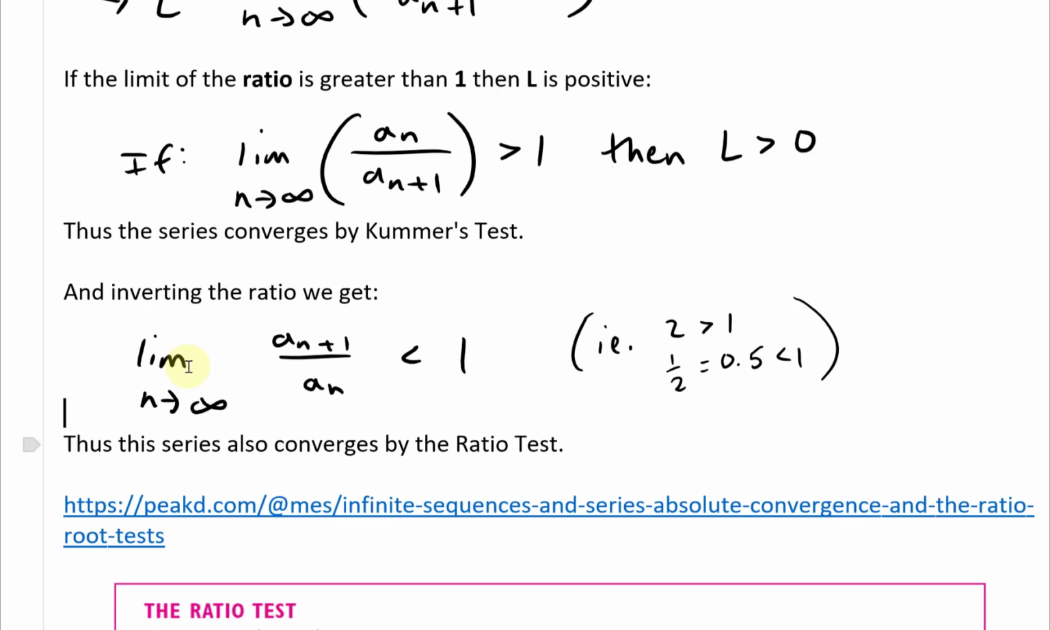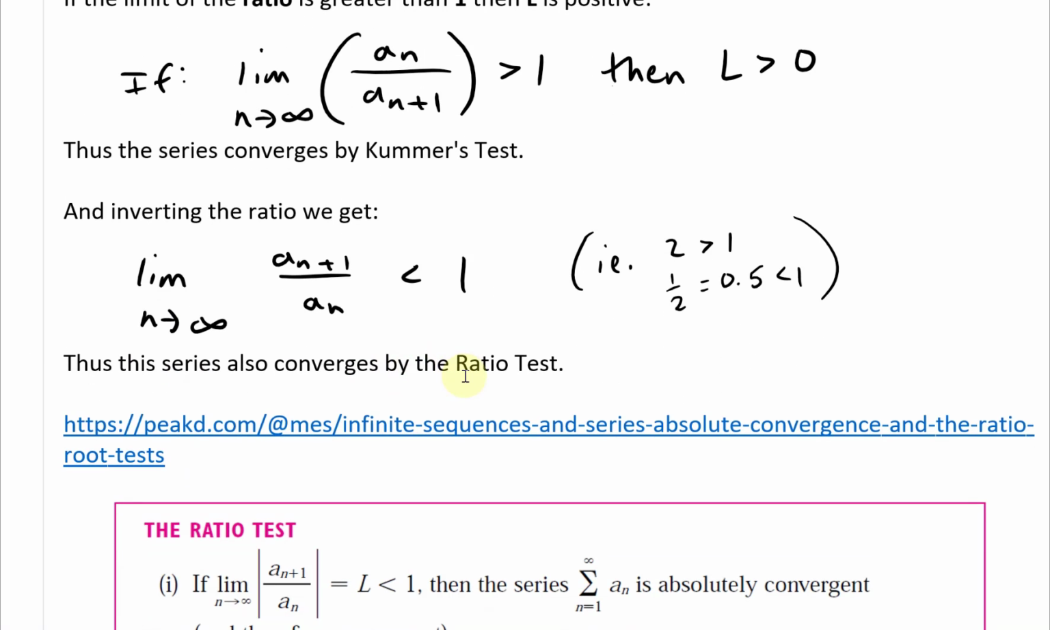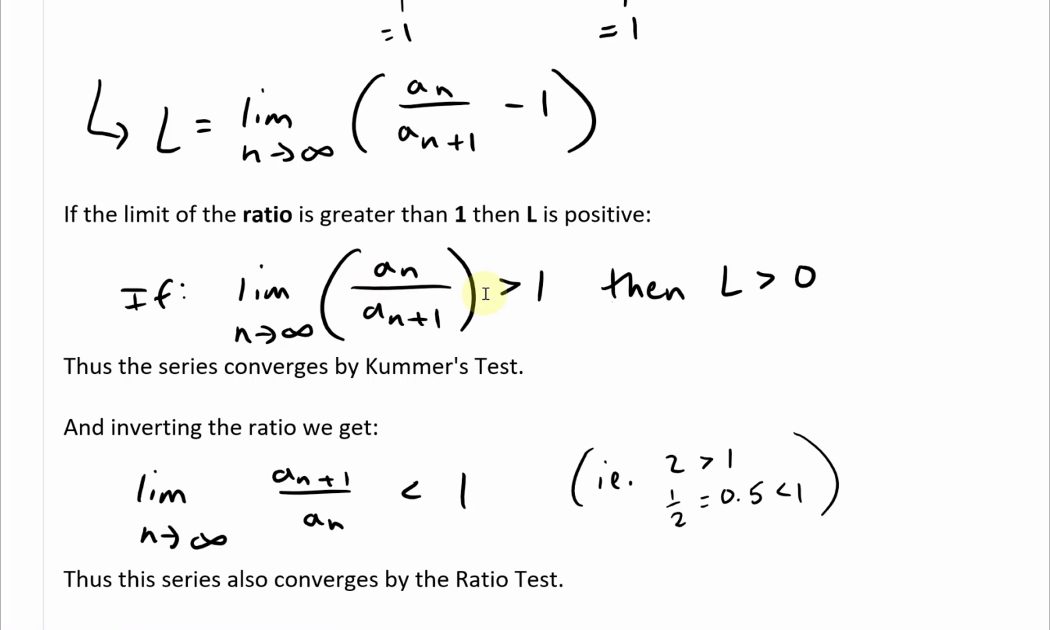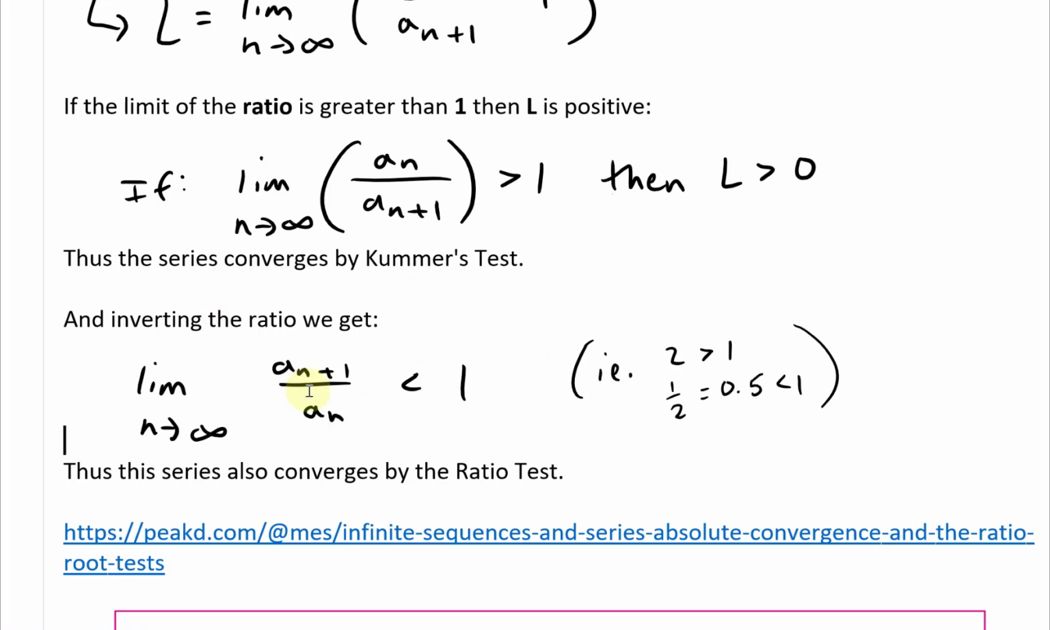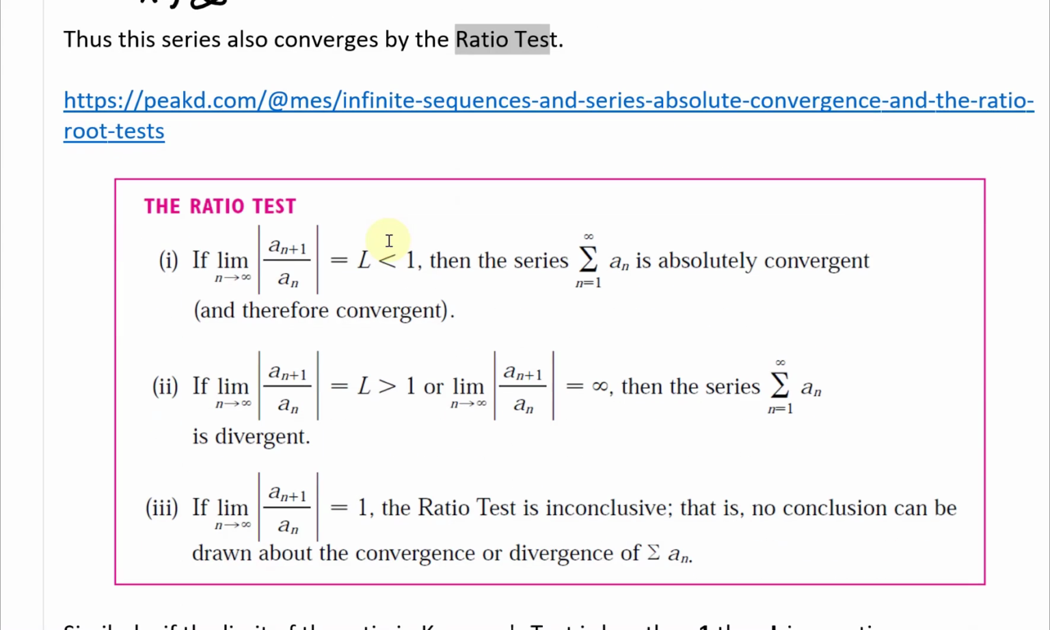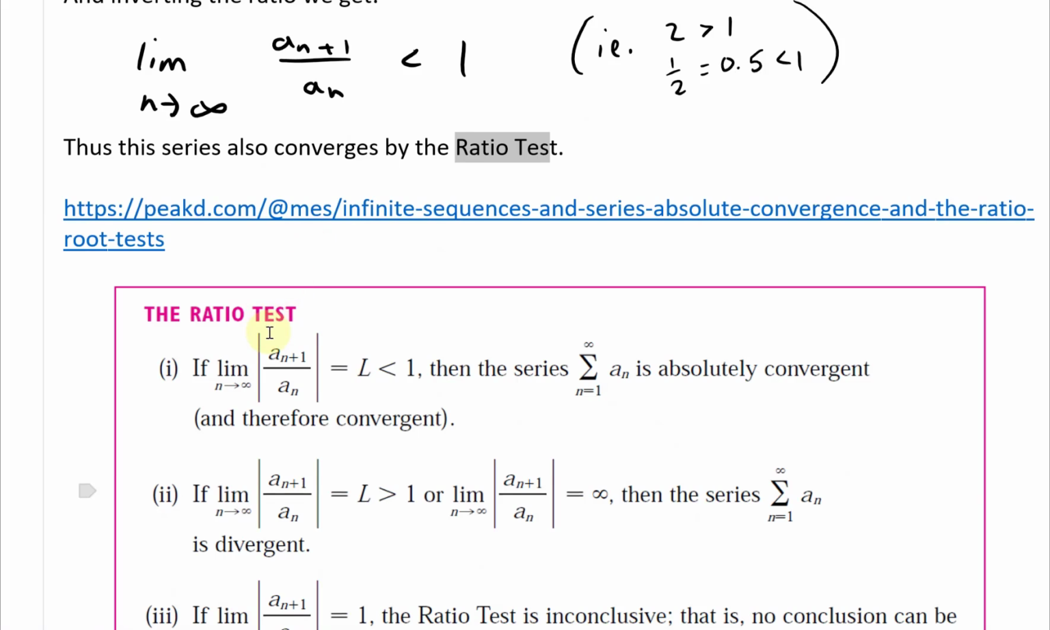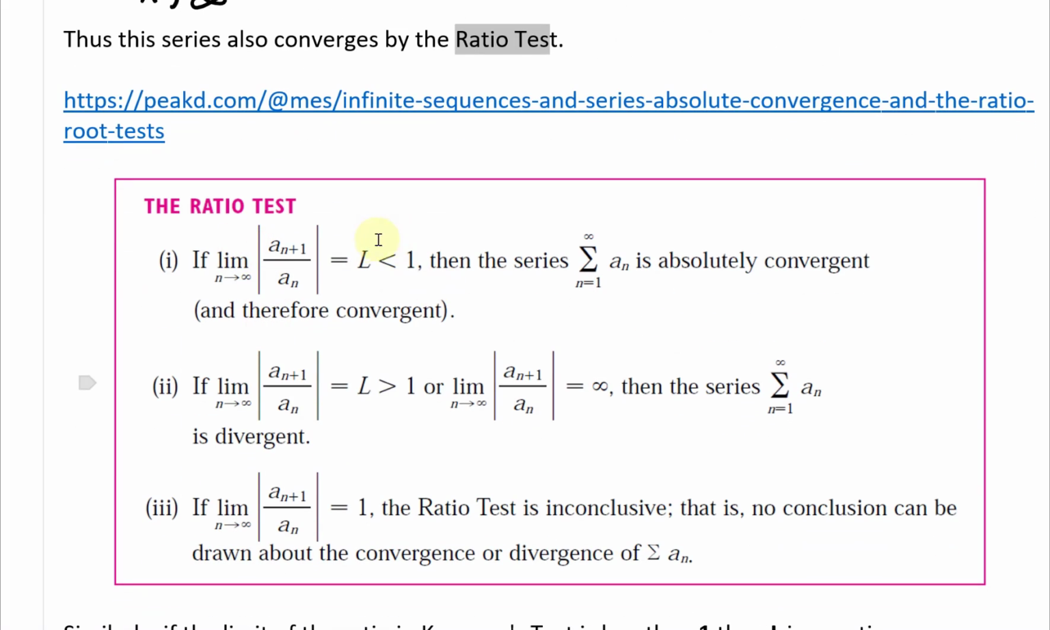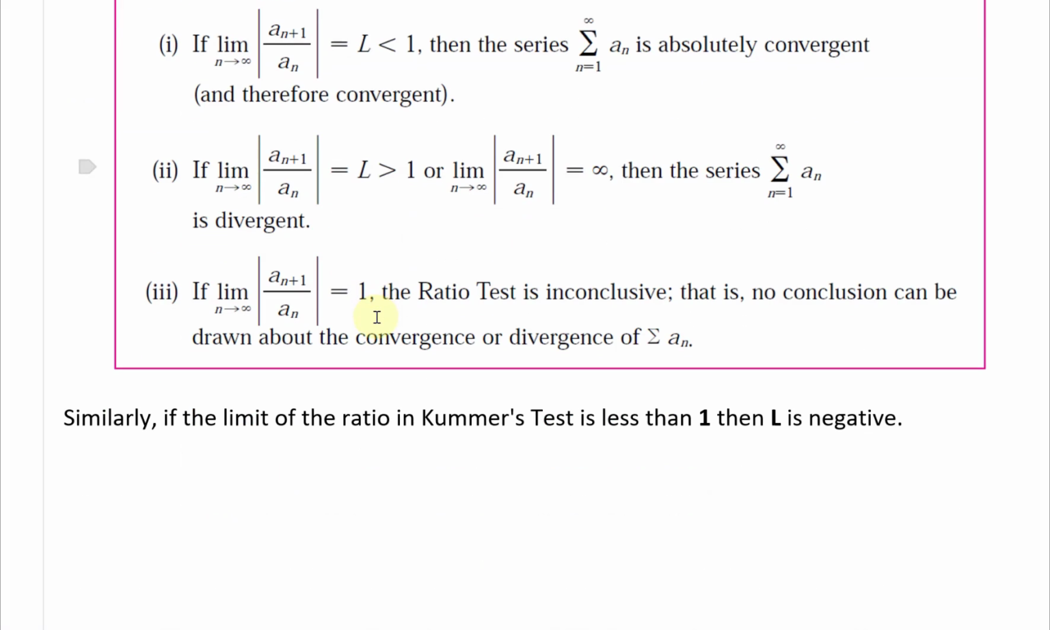So this series also converges by the ratio test. If this limit is greater than 1, then Kummer's test says it converges, and if you invert that, the series also converges by the ratio test. So all we need to do is check if it's greater than 1. Here's the ratio test again for reference, copied over here instead of scrolling: if L is less than 1, it's convergent. It's absolutely convergent, and is therefore convergent.